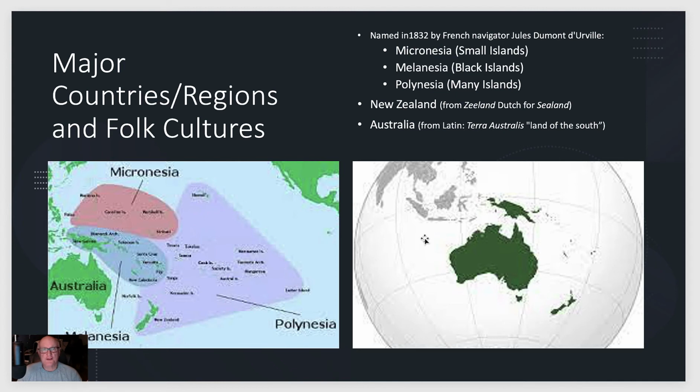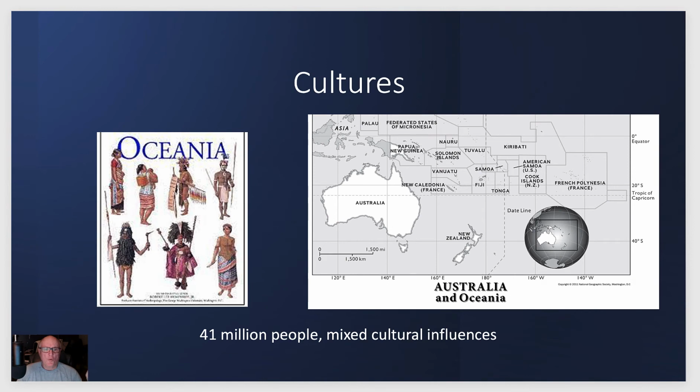On the right side of the slide, you'll see this globe, and my cursor is circling around all of Oceania. This is a huge area. Now, the really interesting thing is that the cultures have many similarities. We're talking about 41 million people with mixed cultural influences.